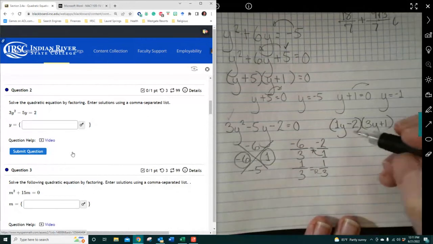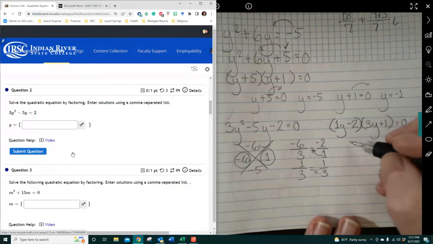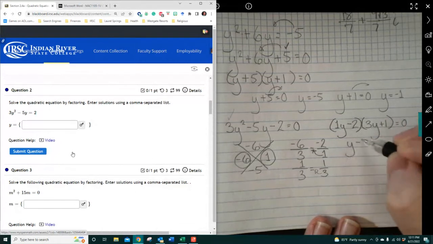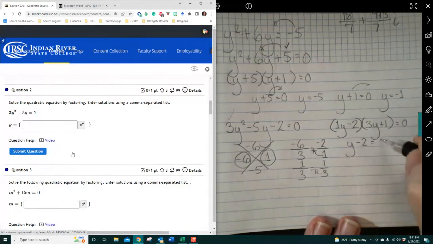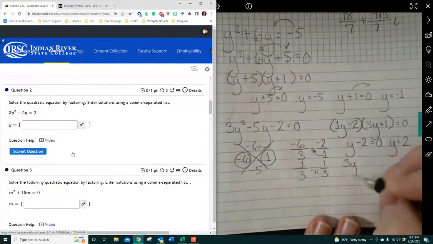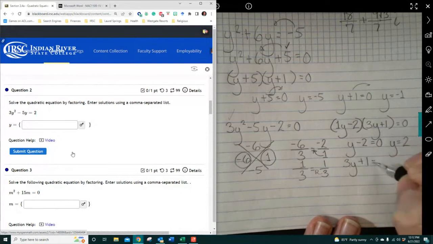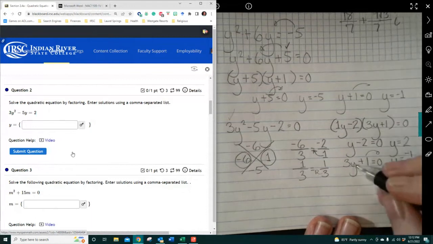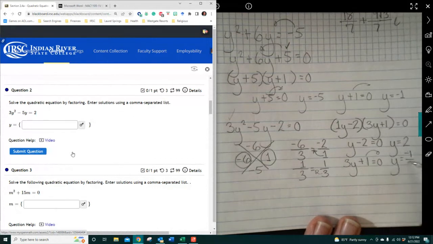Now, once we're done with that, we know that we have 1y. We're going to say each equal to 0. So y minus 2 equals 0 means y equals +2. And then 3y plus 1 equals 0. We would move this 1 over. That's -1, and then, of course, we have then 3.